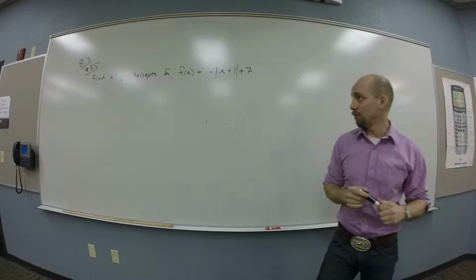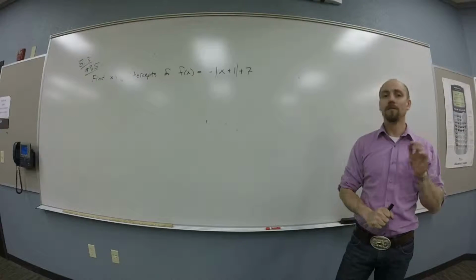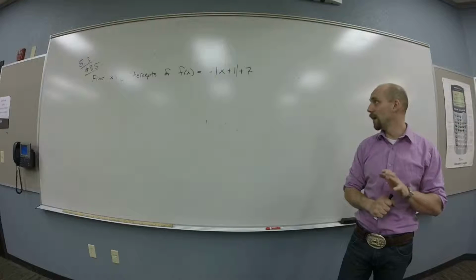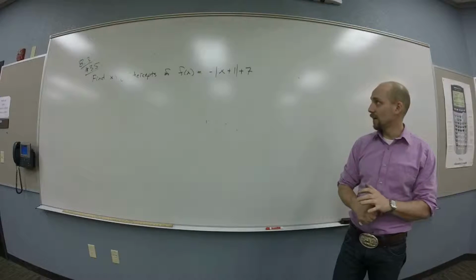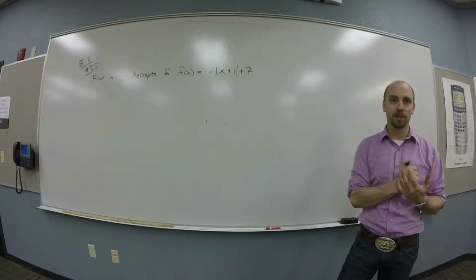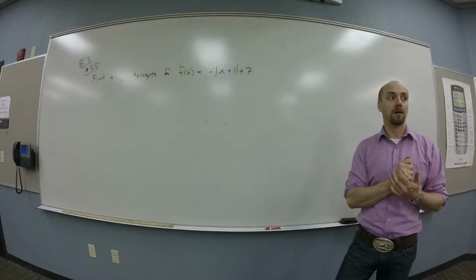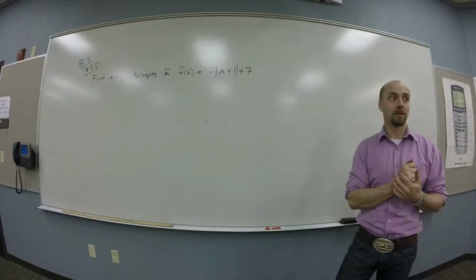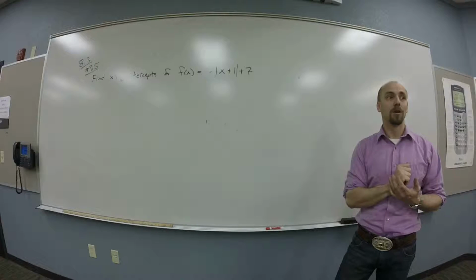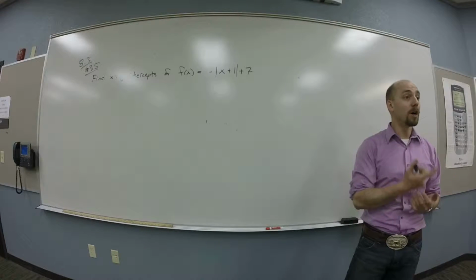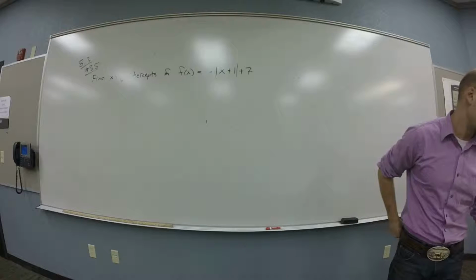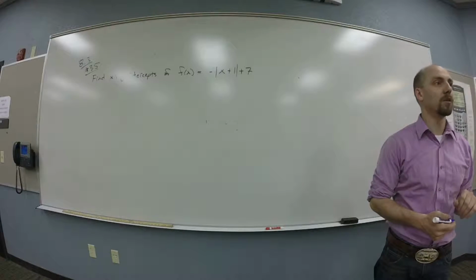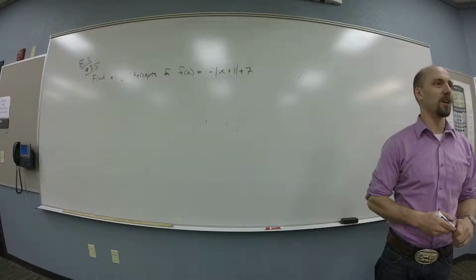So we want to do 8.3 number 35, which says find the x and y intercepts of f of x is minus the absolute value of x plus 1 plus 7. Scared? Yeah. We could use our 12.3 and 4 stuff to do shifting rules and then figure it out. But that's probably overkill here.